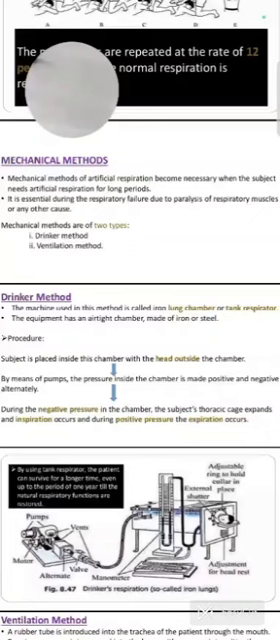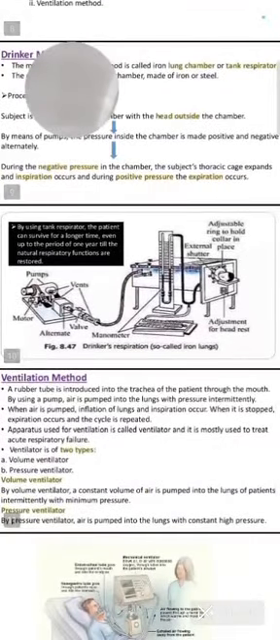The equipment has an airtight chamber made up of iron or steel. Procedure: the subject is placed inside this chamber with the head outside the chamber. By means of a pump, the pressure inside the chamber is made negative and positive alternately. During the negative pressure, the subject's thoracic cage expands, so inspiration occurs. But during the positive pressure, expiration occurs. Thereby the alternate change in pressure inside the chamber causes inspiration and expiration alternately. This is shown in the picture.